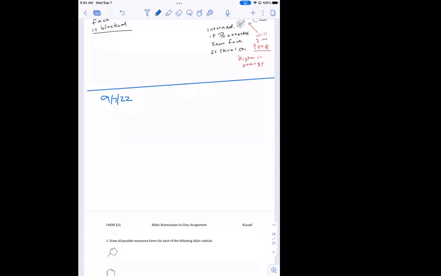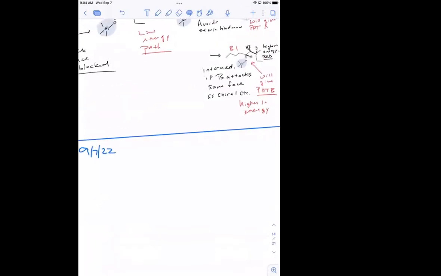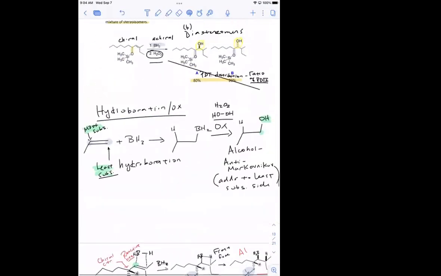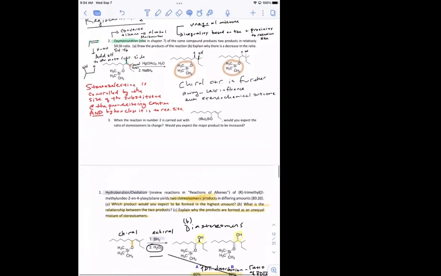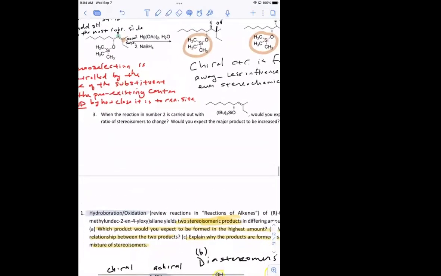All right, so we left off talking about stereochemistry and reactions. And we left off talking about doing reactions on molecules that have what we call pre-existing chiral centers.